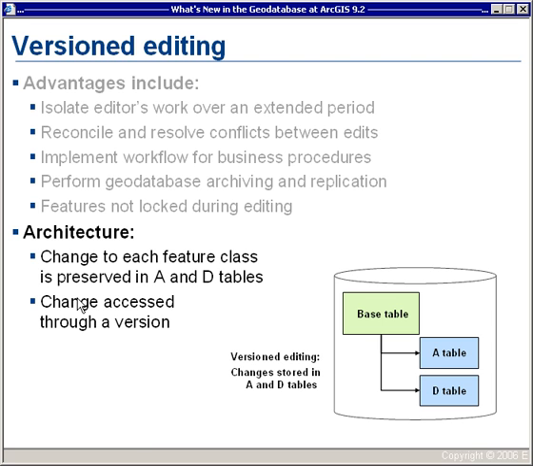In terms of architecture, very briefly, I wanted to just point out that a feature class is typically made up of several tables, including the business, or also called base table. With versioned editing, changes are then stored in the feature class's A and D tables, also called the delta tables, and the changes are accessed through a version.